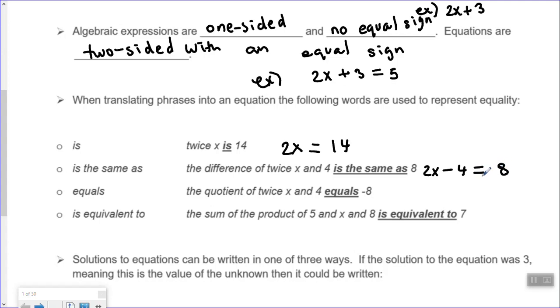So "is the same as" is the equal sign. The quotient of twice x and 4, quotient is division, equals -8. The sum of the product of 5 and x and 8 is equivalent to 7. Let's do the product first: 5 times x. Then the sum of the product, 5x plus 8, is equivalent to 7. Okay.